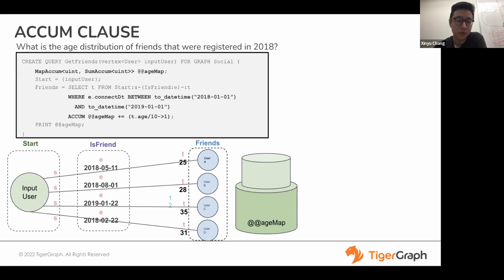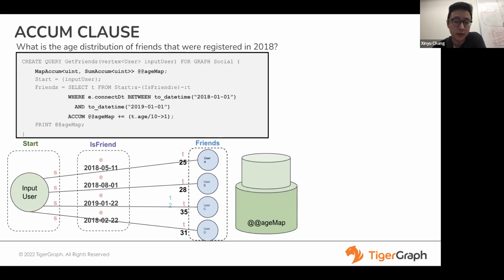Okay, so for example, what this query does is it will find the age distribution of friends that were registered in 2018, assuming we have a social graph, right? We have an input user, who is also a friend of user A, B, C, D. And we want to find out how many friends are in their 20s, how many friends are in their 30s, how many friends are in their 40s. That's the question, right? If you look at the query, it takes the user as an input.